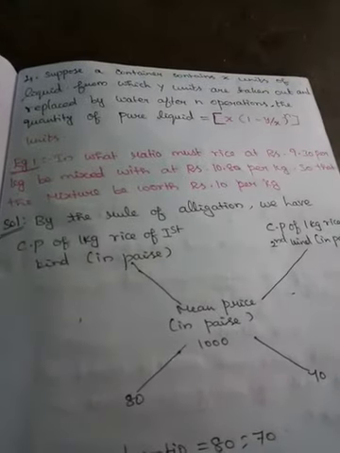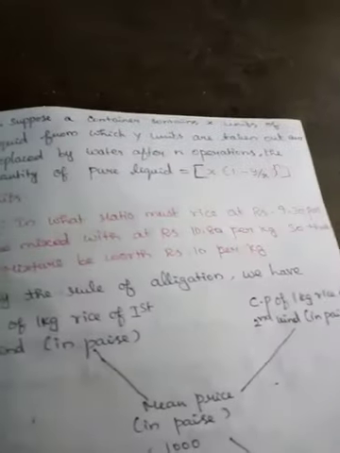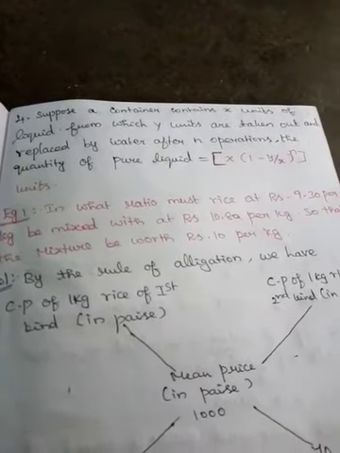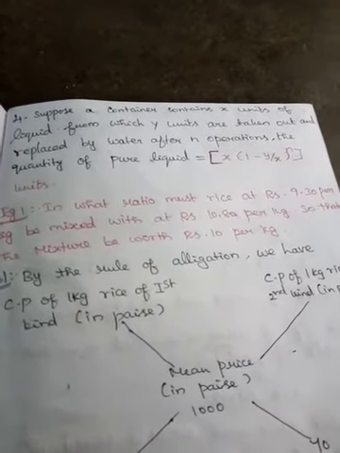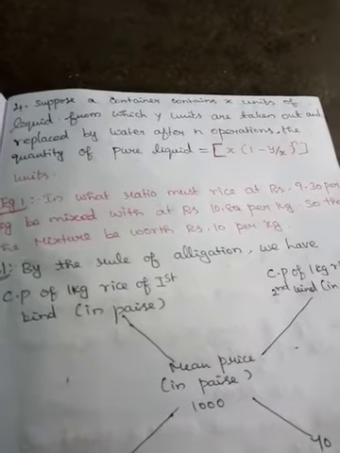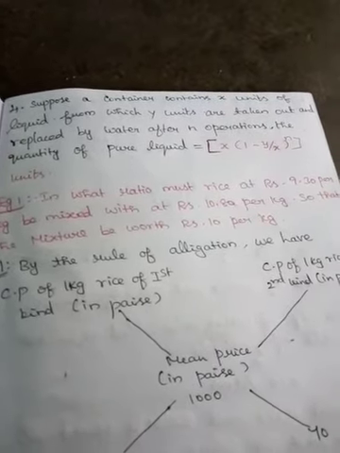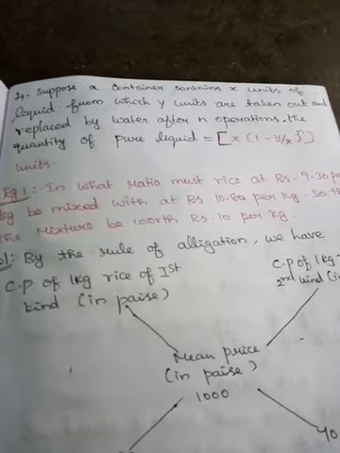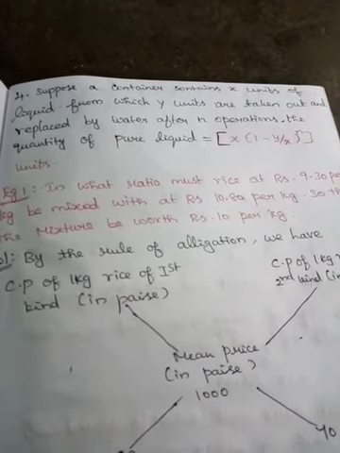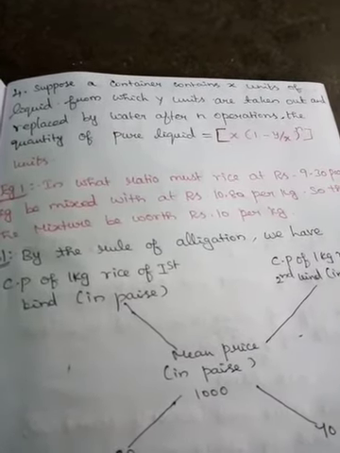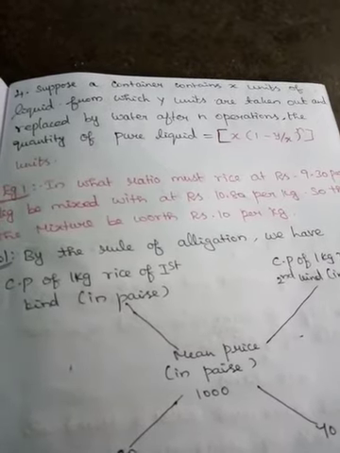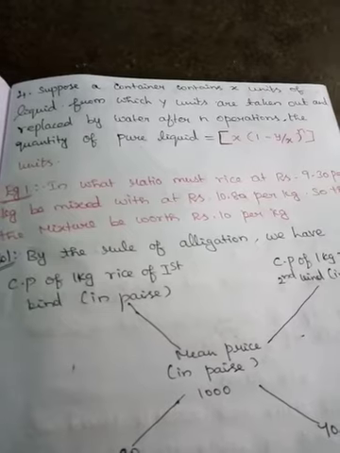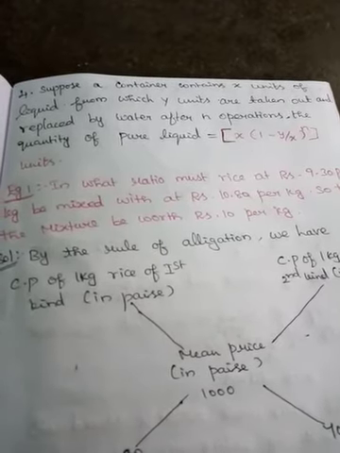Fourth one, suppose a container contains x units of liquid from which y units are taken out and replaced by water. After n operations, the quantity of pure liquid equals x into (1 minus y divided by x) power n units.